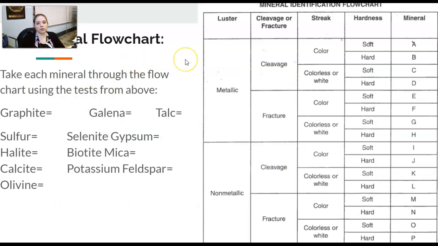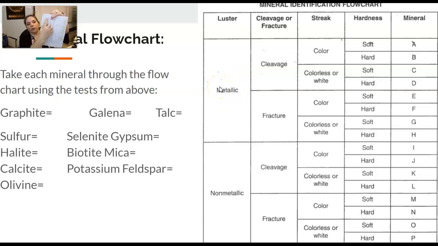All right, so now we have this flow chart. This thing we kind of looked at on Friday. So how you're going to want to go through this is really simple. You're going to take either the mineral or your reference table, either one can walk you through this. So first things first, graphite. Is it metallic or non-metallic? Well, if I'm looking at it, I know it's metallic. But I can also tell where it is along this line.